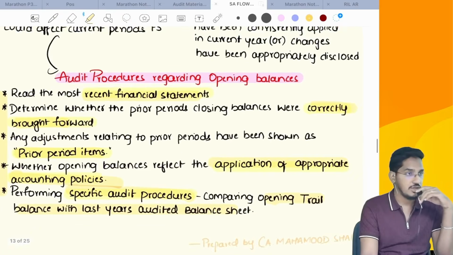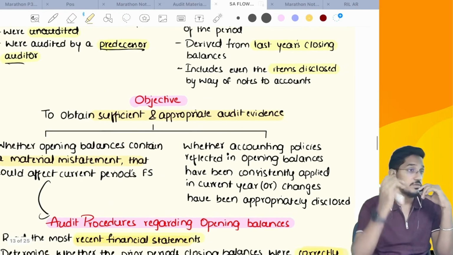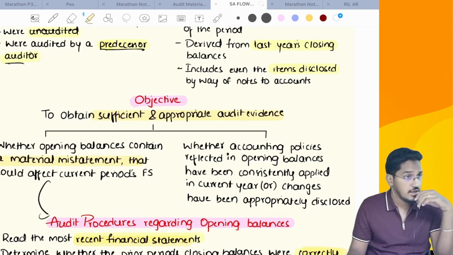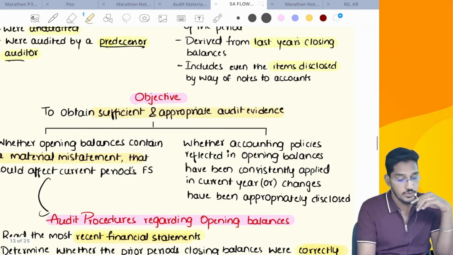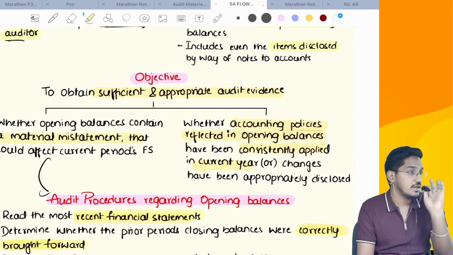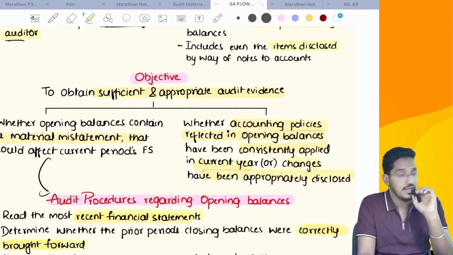So one objective only we are done. Till now what we have done? One objective. But I told you there are two objectives. What is the second objective? As I have told, opening balances are reflecting accounting policies. Regarding accounting policy, we have a fundamental accounting principle, which is consistency. So you need to obtain sufficient and appropriate audit evidence whether accounting policies reflected in the opening balances have been consistently applied in the current year, or if at all they have changed, whether that change has been properly disclosed or not.